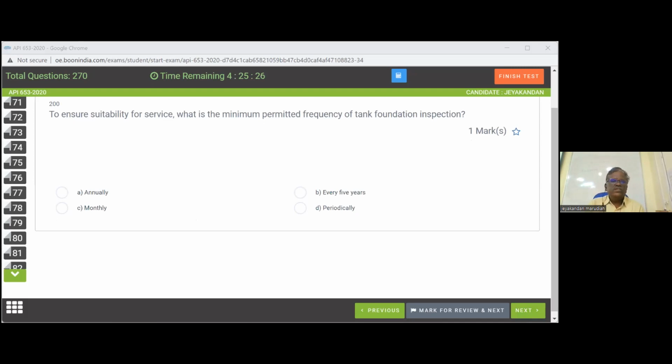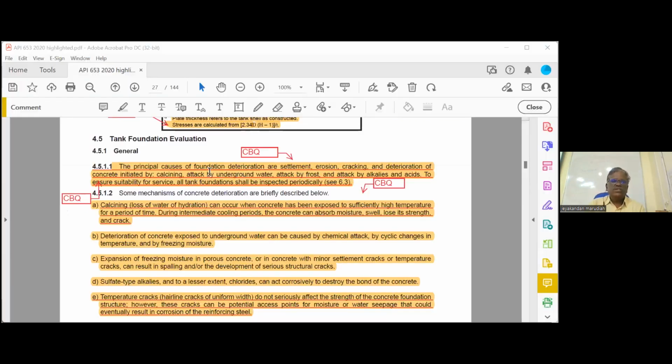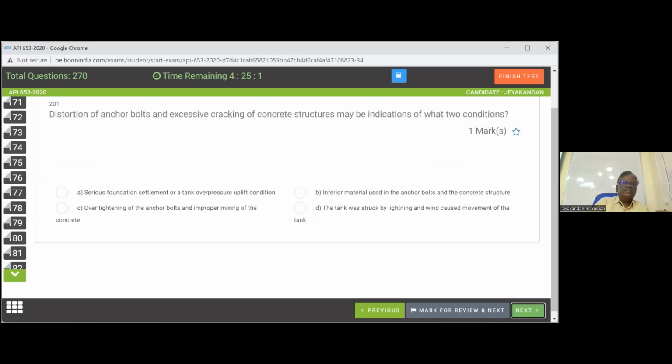Okay, so this is the one. All tank foundations shall be inspected periodically, 4.5. They didn't specify any particular period. You can see here the principal foundation settlement, erosion. That's the previous question's answer. So, to ensure suitability, all foundations shall be inspected periodically. That is the answer for this. So the answer is periodically. Okay, next.